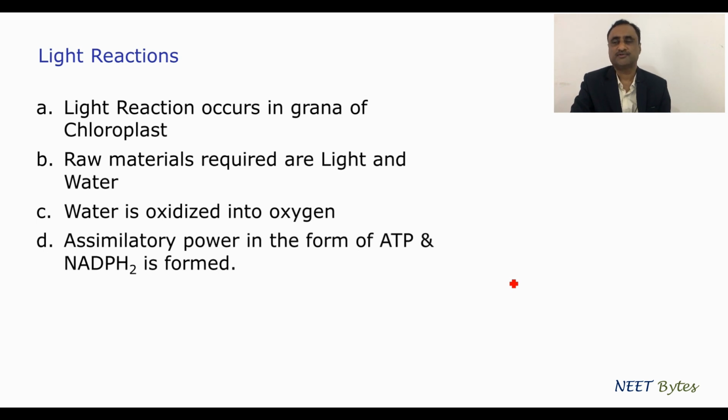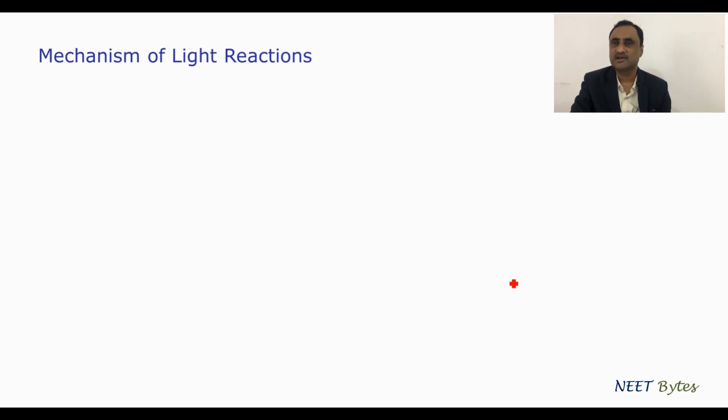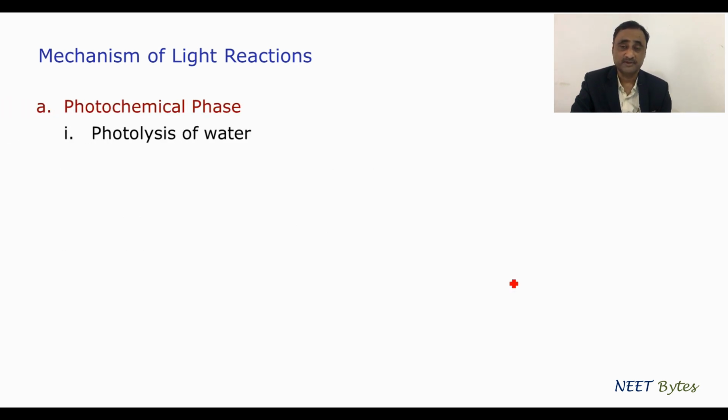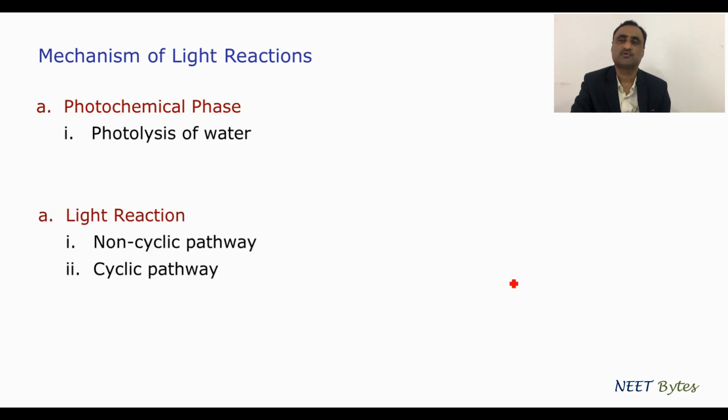First of all, let's talk about the mechanism of the light reaction, and we can divide it into two parts. One, the photochemical phase, and second, the photophysical phase, or we can say the light reaction. The photochemical phase includes just one thing, that is photolysis of water, and in case of the light reaction we will be talking about the non-cyclic and the cyclic one. So first let's talk about the photolysis of water.